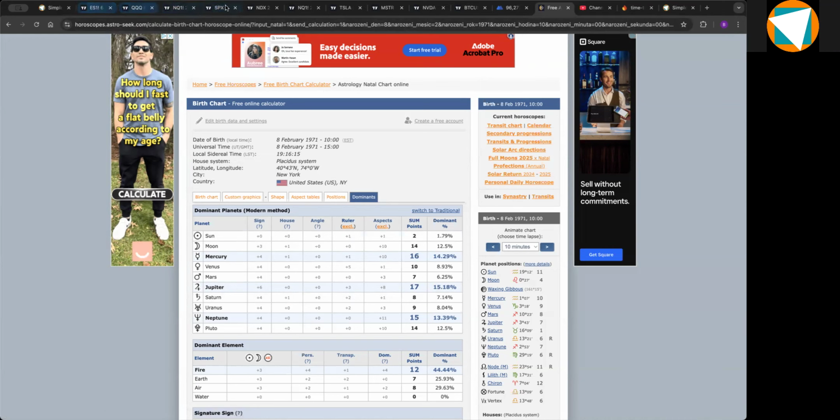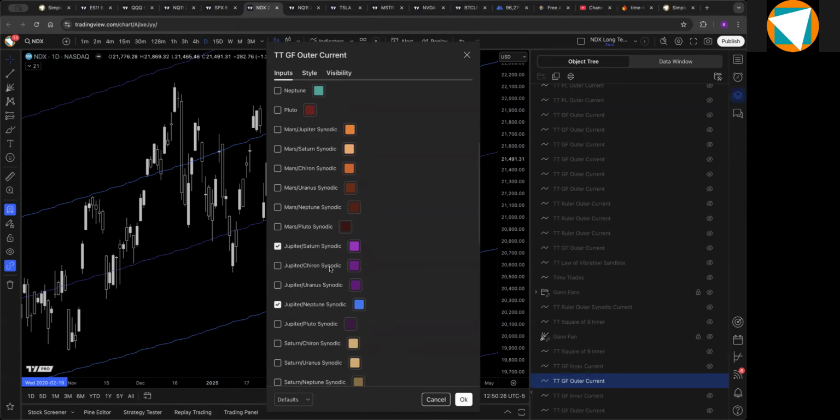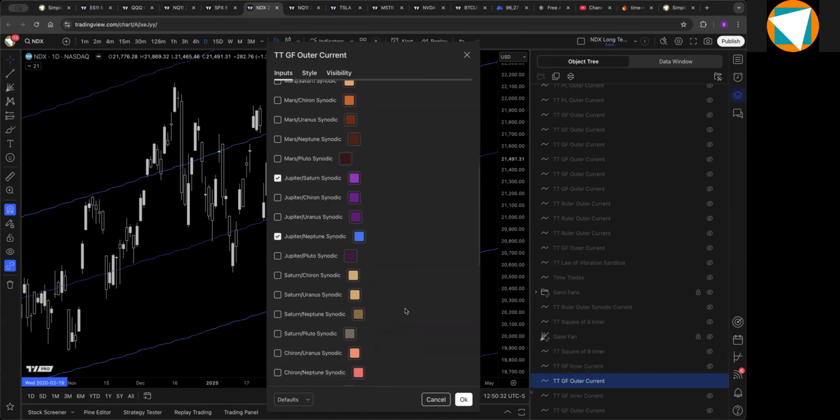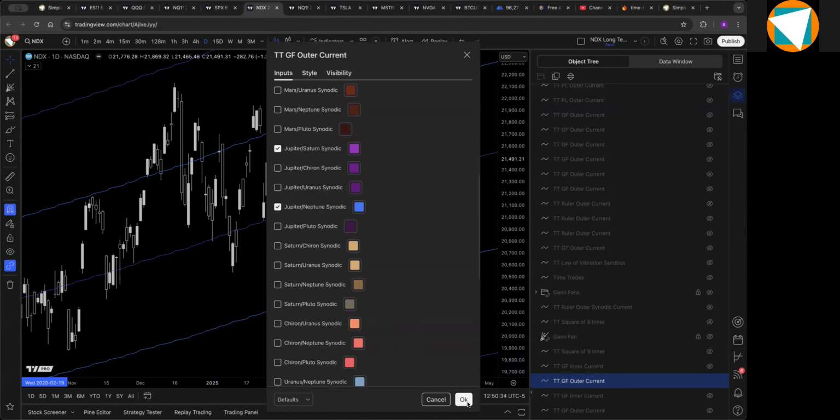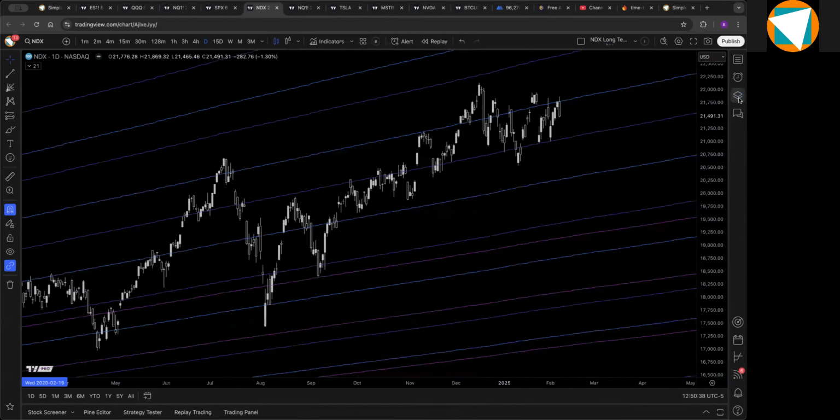So if we go over here and take a look at Gann fan outer current, we've got Jupiter, we've got Saturn. They're the two biggest planets in the system. We also have the synodic pair. And we've got Jupiter, Neptune, because Neptune is one of the most dominant planets on the natal chart.